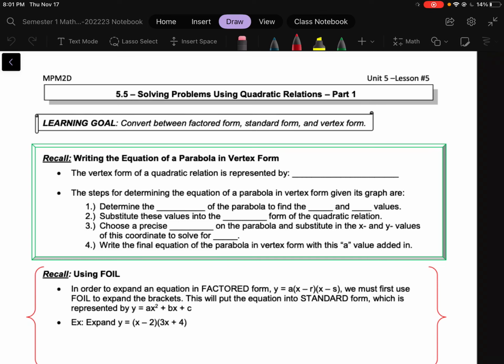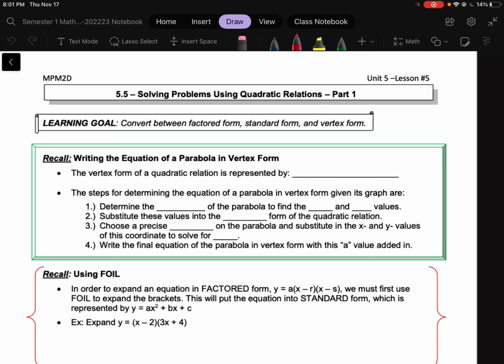Hi everyone, so today we're going to be looking at solving problems using quadratic relations, and I know we've been looking at quadratic relations a lot, but now we're going to be looking at how to solve problems. So this is where a lot of our questions come from that a lot of students do struggle in, because this is like our application and thinking question.